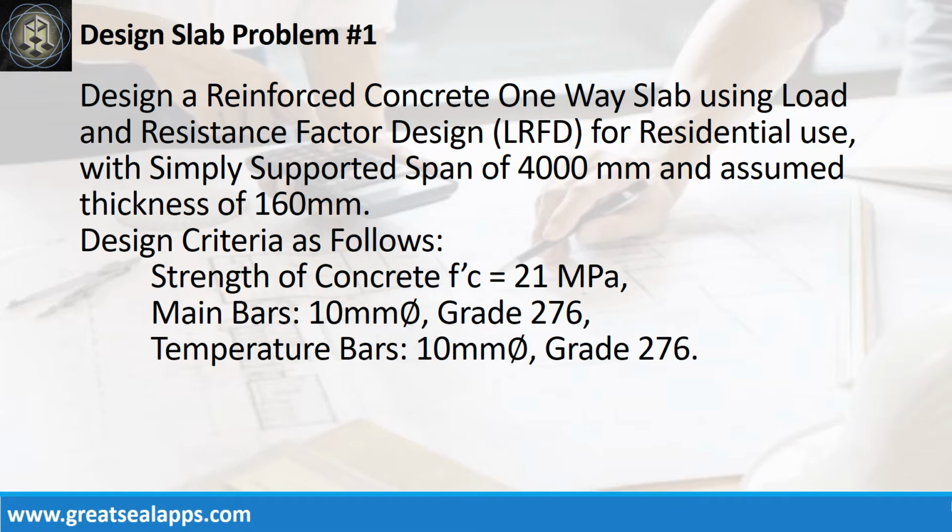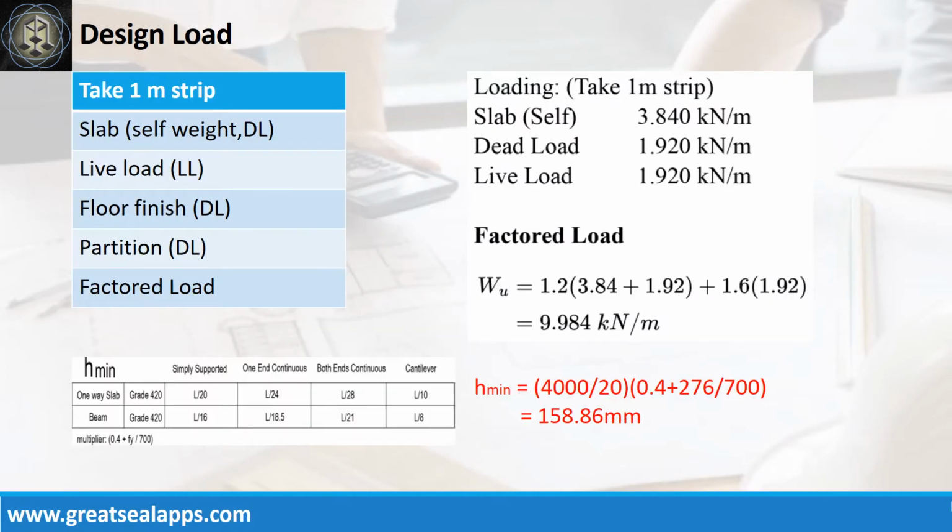Design criteria as follows. Strength of concrete 21 megapascal, main bars 10 mm bar grade 276, temperature bars 10 mm bar grade 276. The uniform load for 160 mm thick slab is 3.84 kN per meter. A residential live load is 1.92 kN per meter. Other dead load, like floor finish and partition, is 1.92 kN per meter for a factored load of 9.984 kN per meter.